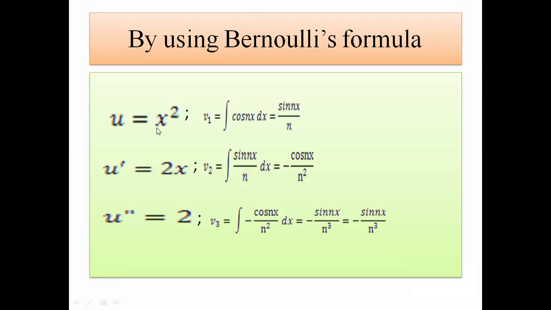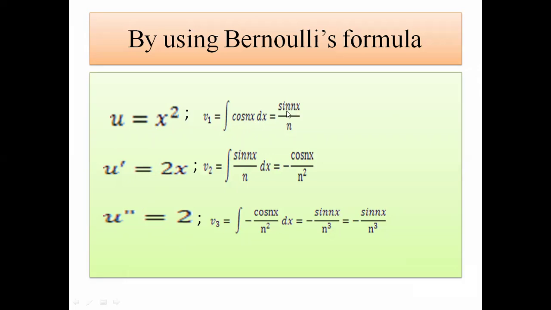You differentiate x square: u dash equals 2x, using the x power n formula, n into x to the power n minus 1. So u double dash is 2, and u triple dash will become a constant, so differentiating it you get 0. Now v1 is the integral of cos nx dx.